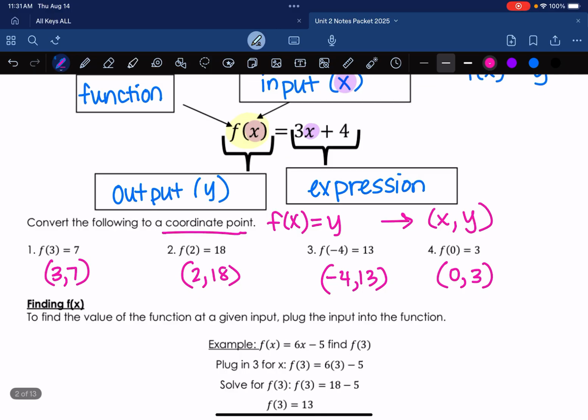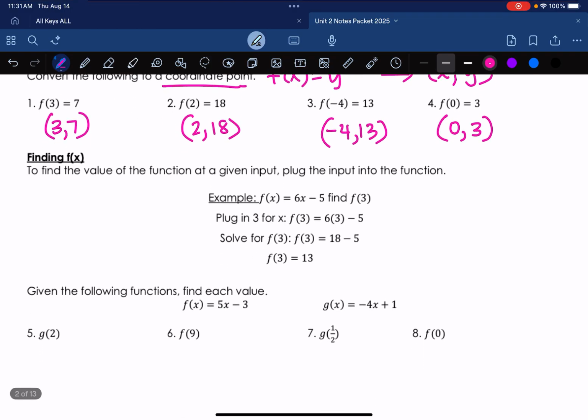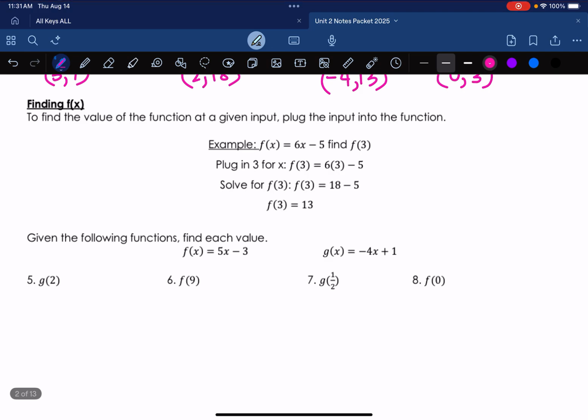So now if we start actually evaluating and finding values, now I'm plugging in numbers into a function. That is just the same thing as inputting a value, or evaluating is what we call it in math. So you'll need a Desmos or a calculator so that you can actually calculate these things, okay?